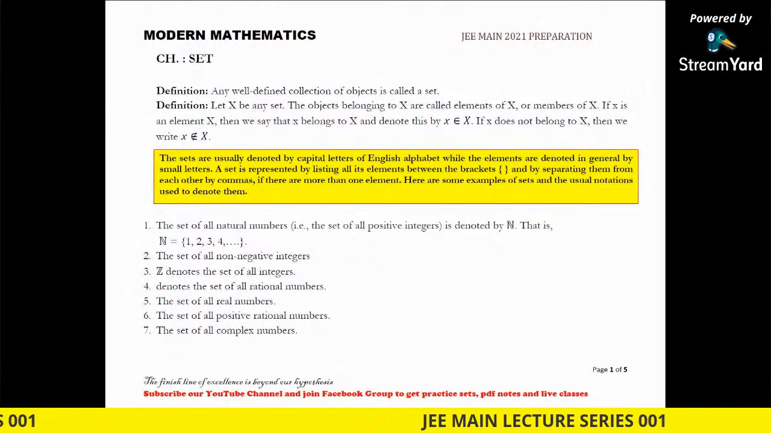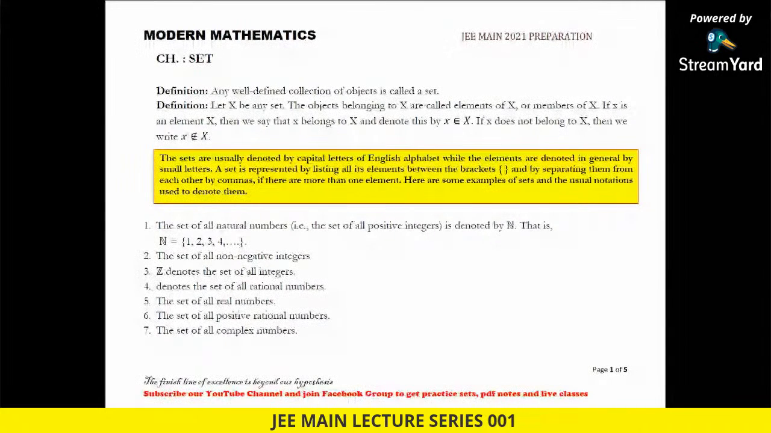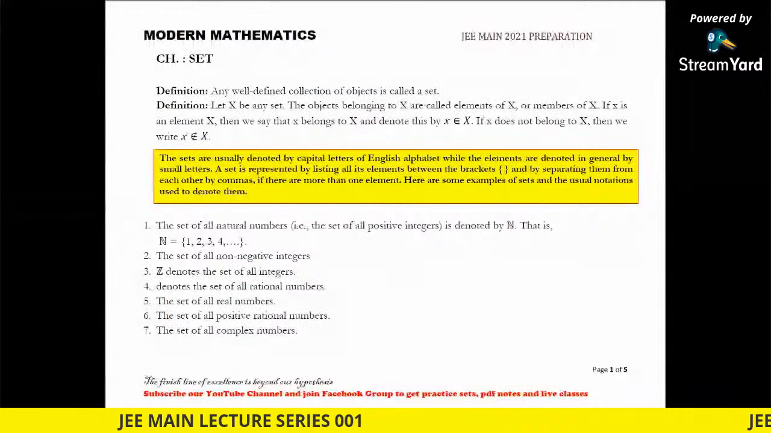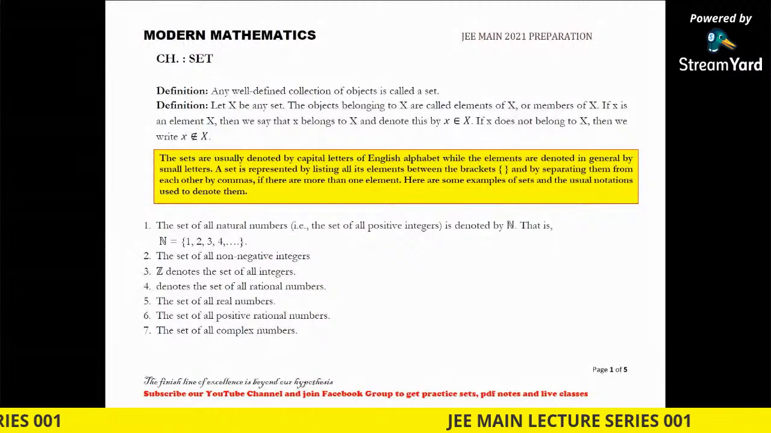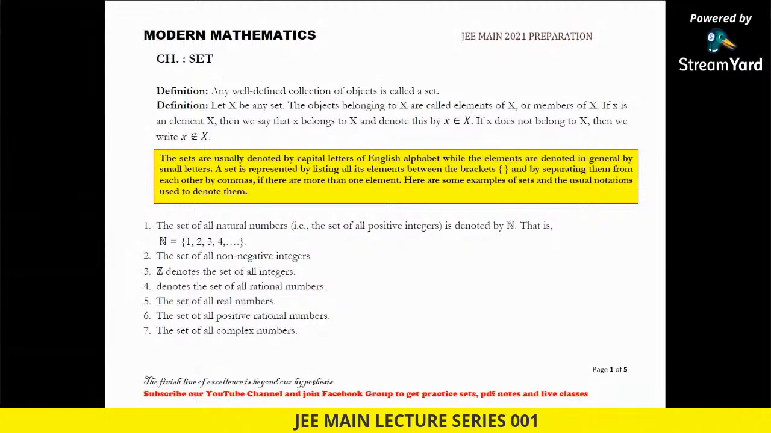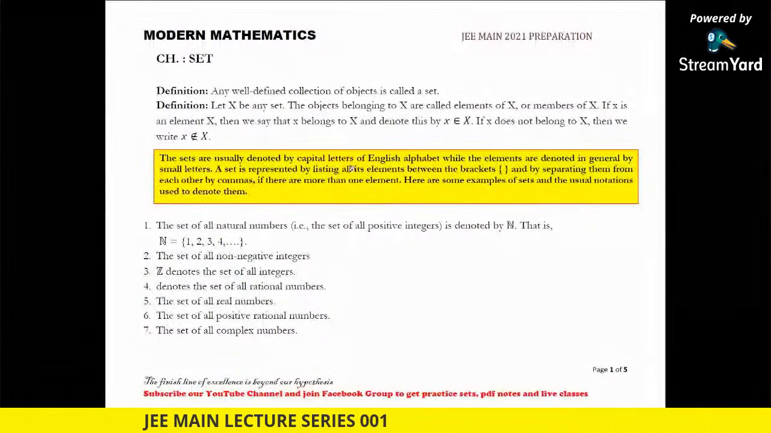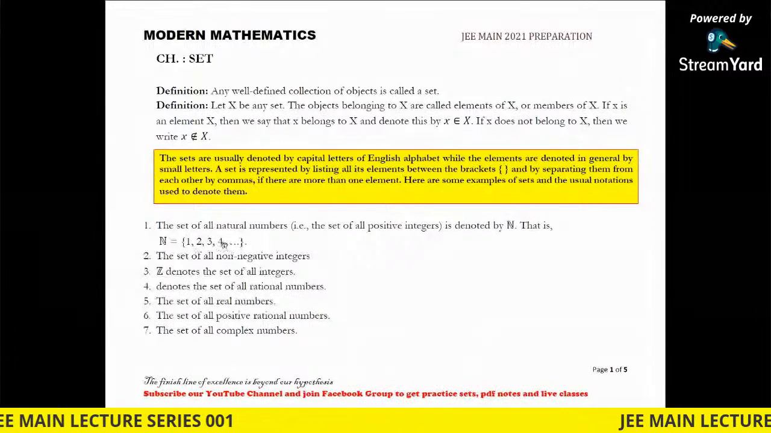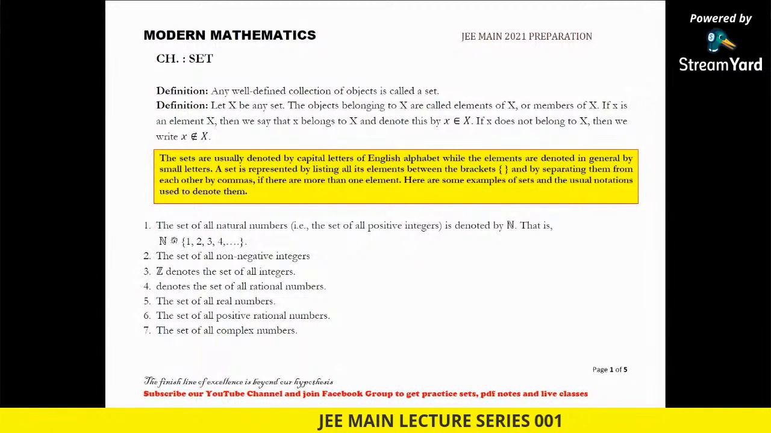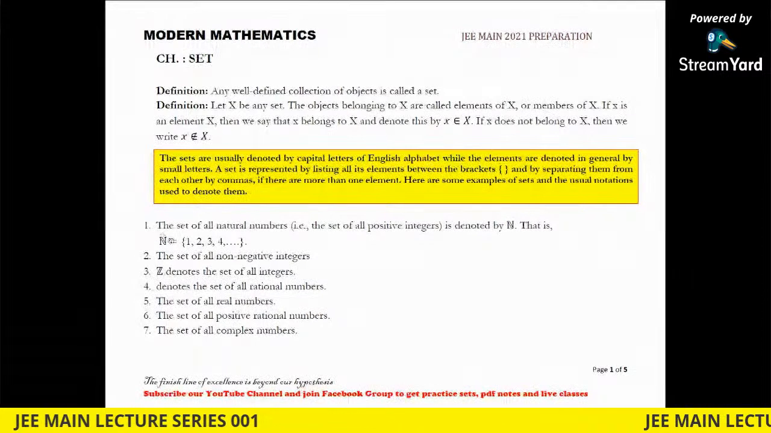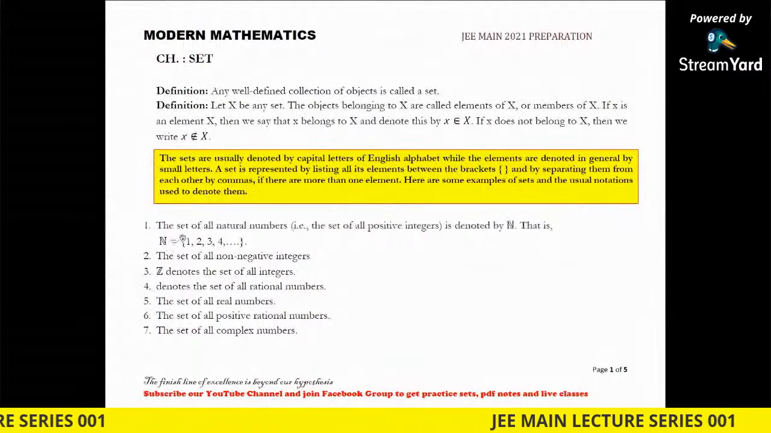This set is the collection of all the pure numbers, called the natural numbers, and it is represented in curly brackets with the elements separated by commas. Here you can see the set is denoted by capital N, a capital letter of the English alphabet.